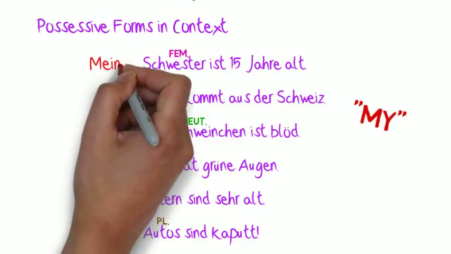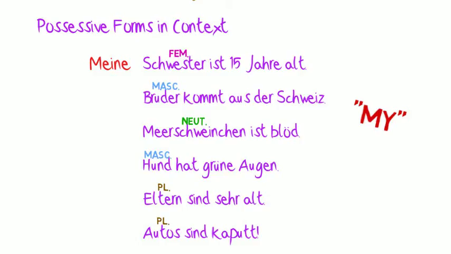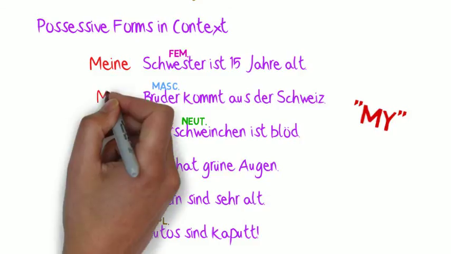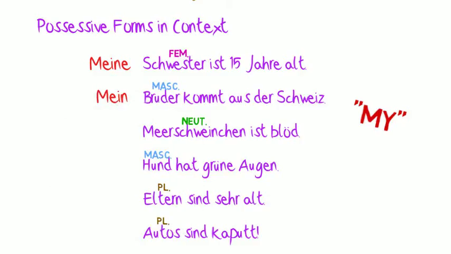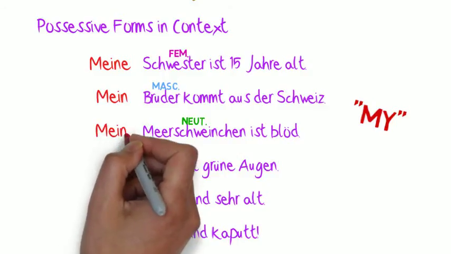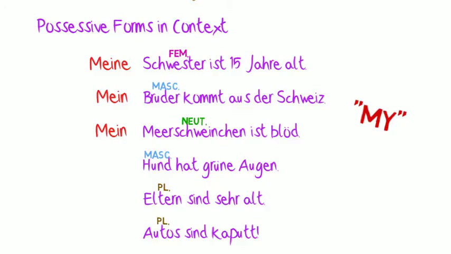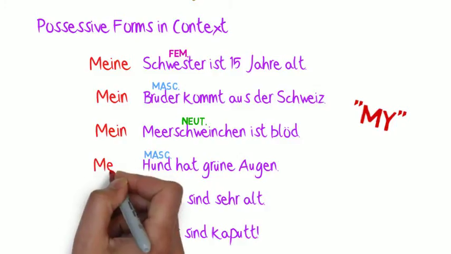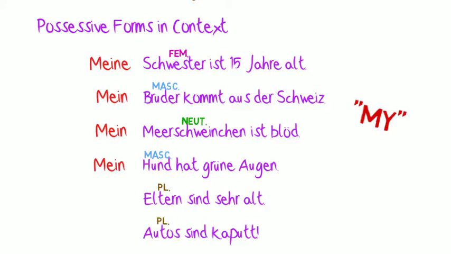Because Schwester is feminine, we'll need an E on the end of mein, so we have meine Schwester. Bruder is masculine, so we'll just leave it as mein Bruder. Meerschweinchen is neuter, so this will be mein as well, as will Hund, another masculine word. Before plural nouns, though, we need to add an E, so we'll have meine Eltern and meine Autos.